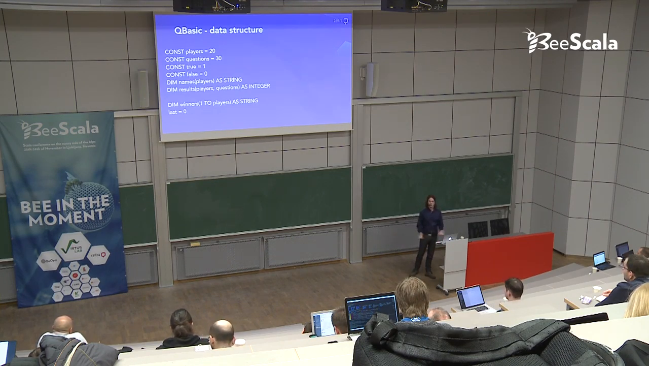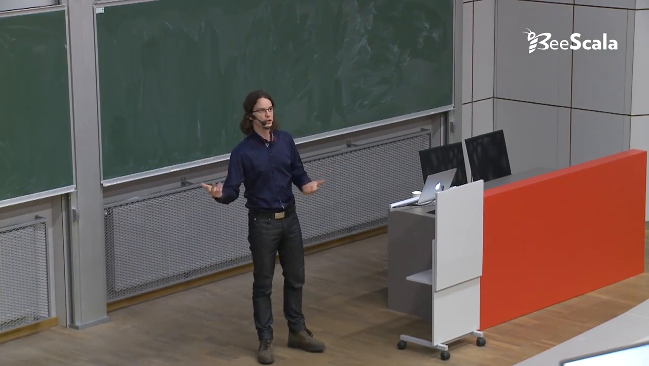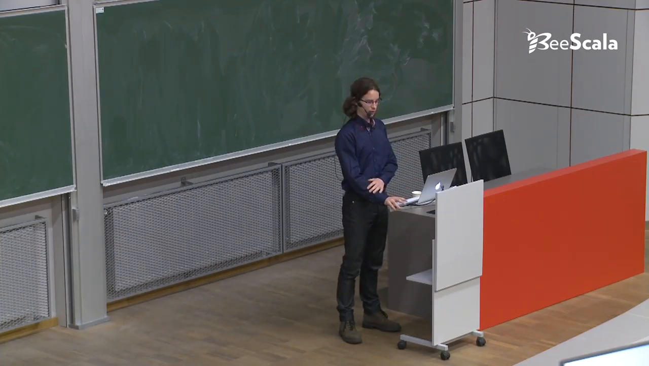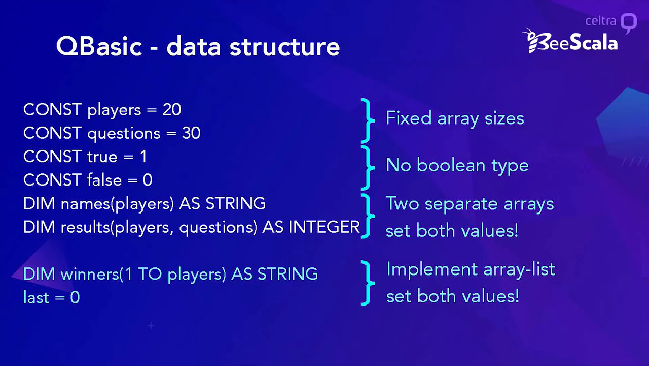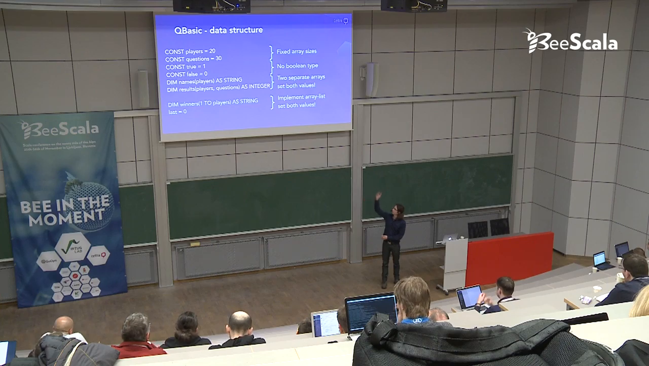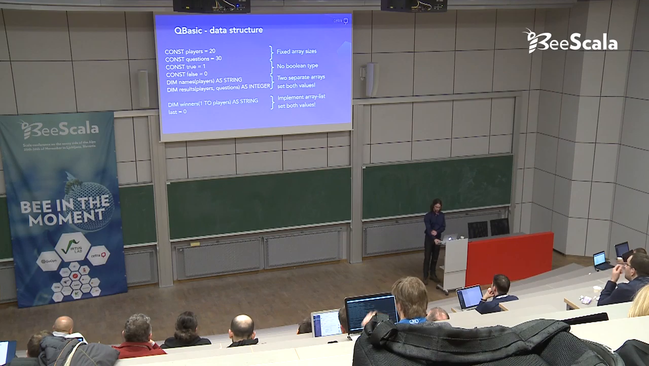What will be the input data structure? We'll have two tables, one for player names, this will be strings, and one two-dimensional for these scores, whether the answers were true or false. To make it simpler, these tables will have constant size, and we'll have to fake the Boolean type, which is non-existent in QBasic. And then the output will again be a table, but it may have fewer entries than the input, so we'll kind of have to implement an array list, so we'll have to remember what's the last index of the player that we put into this table of winners.